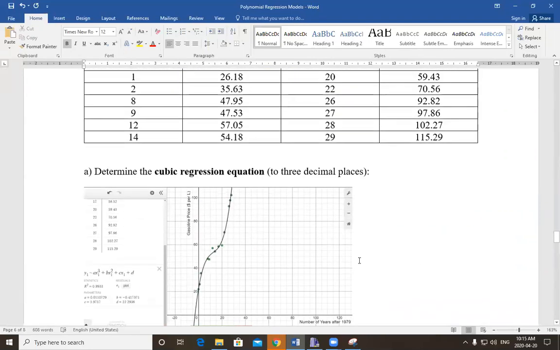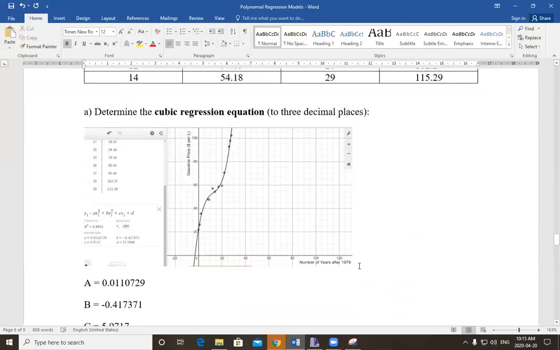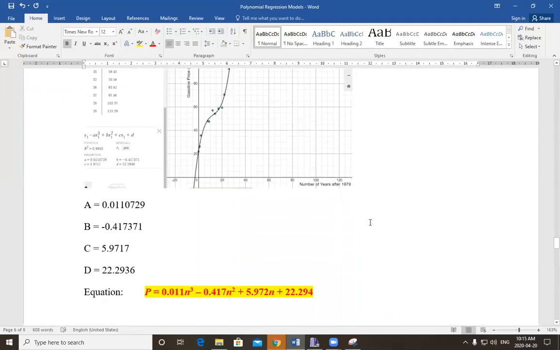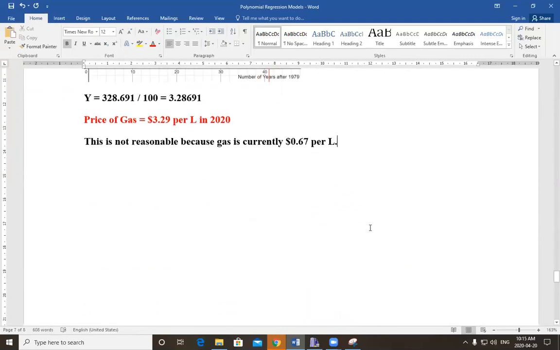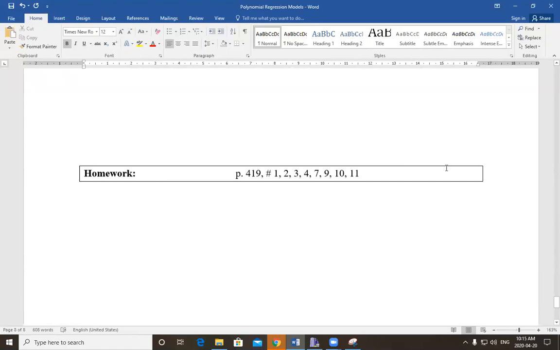So these are just some examples of going through getting the regression equations and then using them to solve contextual problems. There are some text questions for homework that you can work on, and tomorrow there'll be a practice worksheet for this. And good luck working with polynomial regressions.